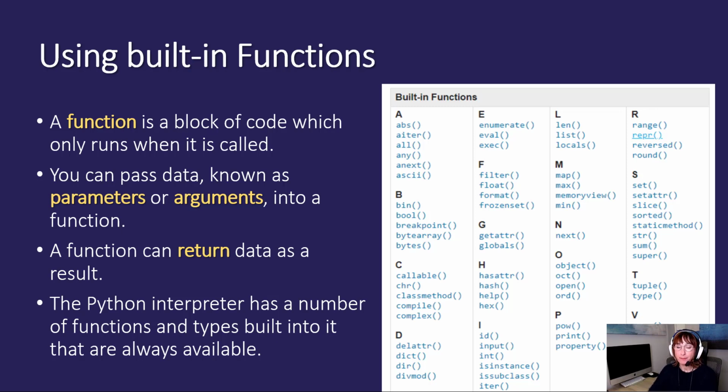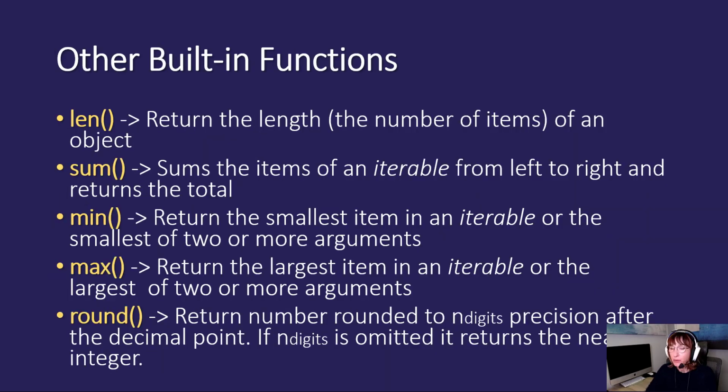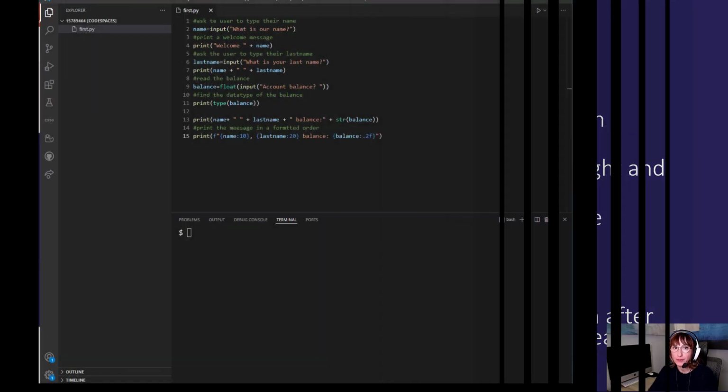You can pass data to your function, and these data are called parameters or arguments, and a function might return data back to you. Here is a list of the built-in functions in Python, and we will discuss some of them. We will see the len function that returns the length of an object, the sum, the min, and the max, that they do the obvious, and the round function that rounds a number.